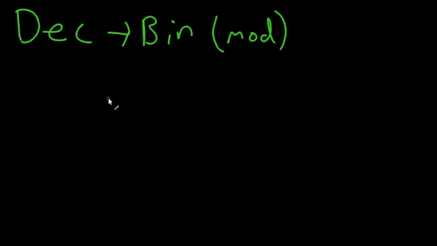Alright, so now that we have learned how to shift and mod, we can use those two things to convert from decimal to binary with this different method. So one last thing before we move on.